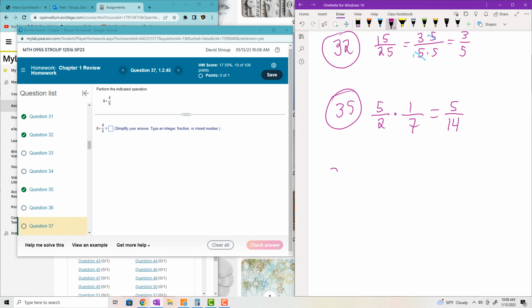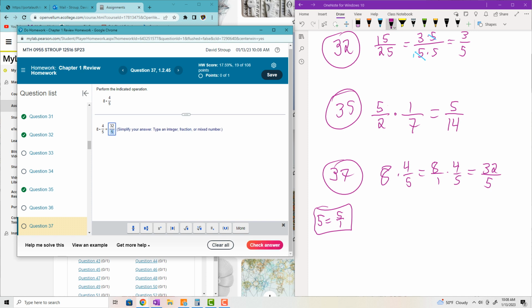8 times 4 over 5. This one, for some reason, gives people trouble. 8 times 4 over 5 is the same as 8 over 1 times 4 over 5. You could always rewrite any integer, in other words numbers like -1, -2, 0, 1, 2, 3, 4, as a fraction. So for instance, if you have 5, you could rewrite 5 as 5 over 1, right? So to make things line up for the multiplication, we can write 8 as 8 over 1, and then you just multiply the numerators, which would be 32, all over the denominators. 5 times 1 is 5, and that would be your answer. Okay.